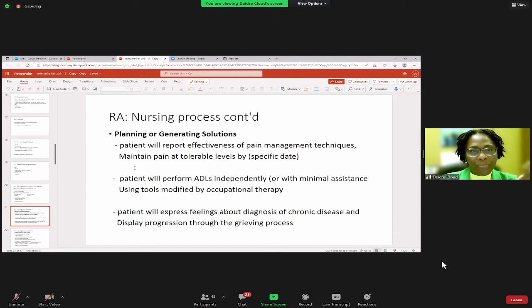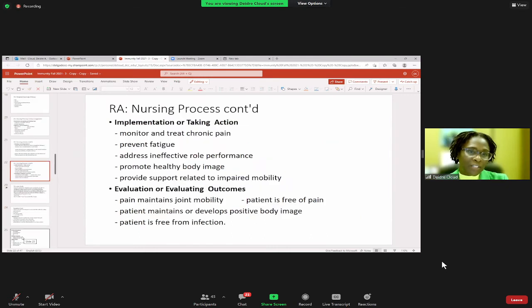And this is your planning, where you're generating solutions. What do we do for these patients? What do we expect to happen? We want them to have effective pain relief. We want them to be able to perform their own ADLs, and we want them to express their feelings about their diagnosis. Again, they're going to have ineffective role performance because of the symptoms of this disease. In your implementation, this is what we're going to do: treat their pain, and after you treat pain or anything, what else do you need to do?